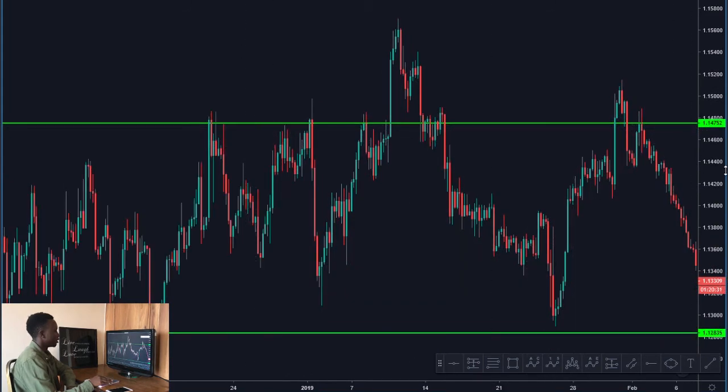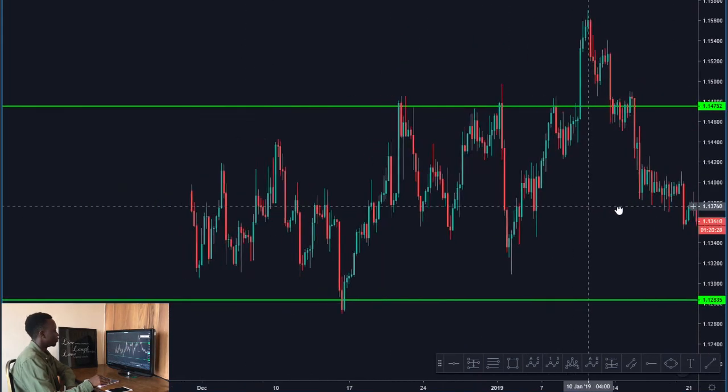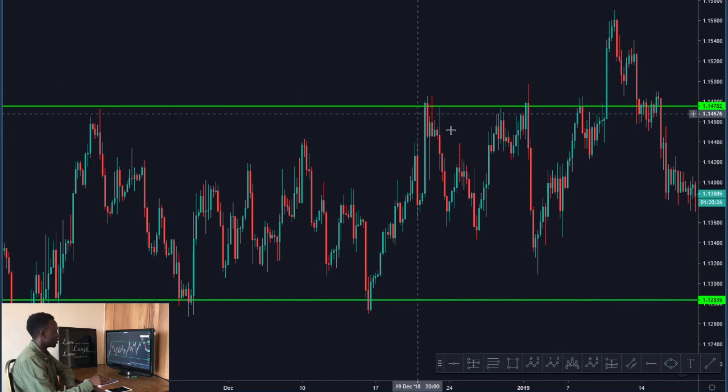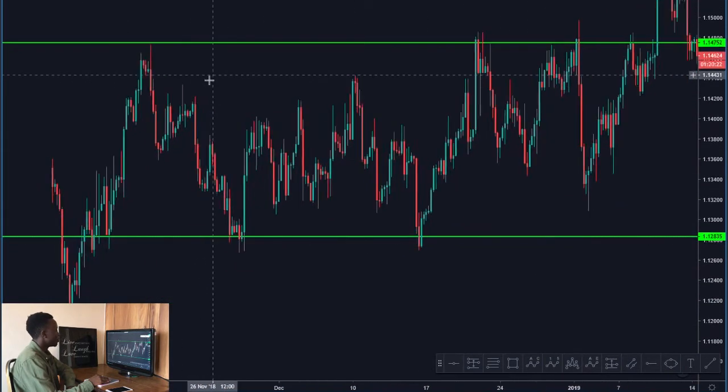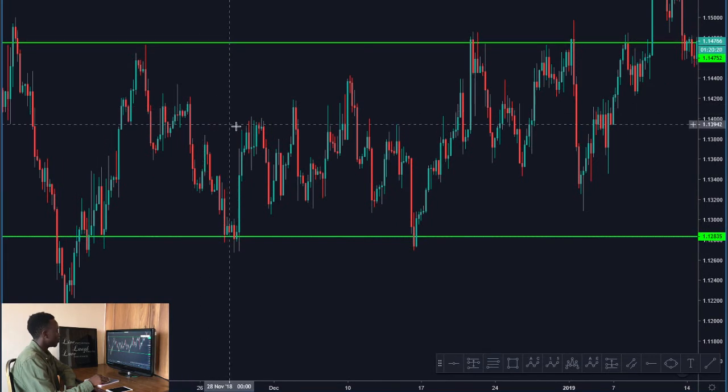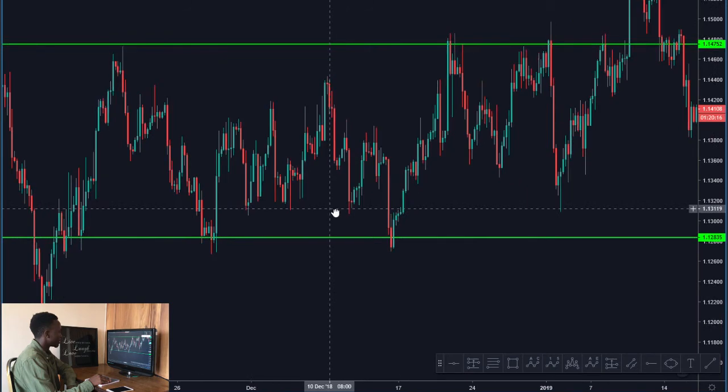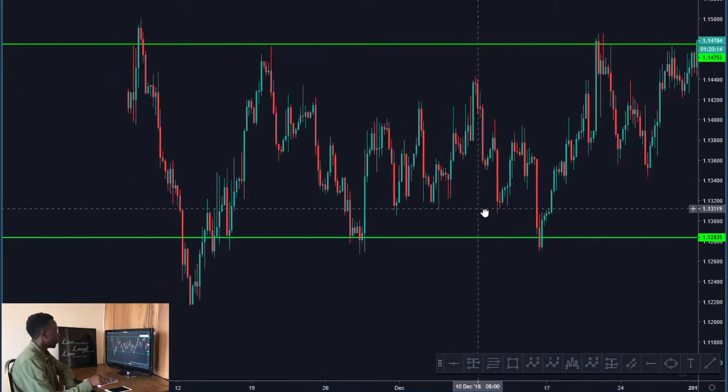If we go back again using history, you can spot that the level was not only rejected one time, it was also rejected the second time, the third time. But in between these two levels you can spot some other levels which are also being respected by the market and can be used while trading the market.